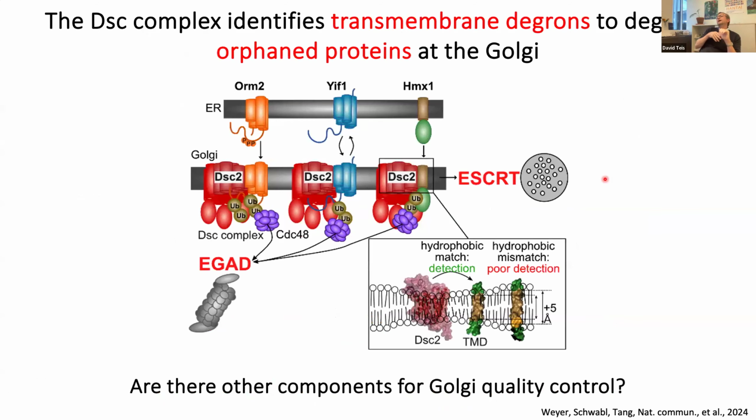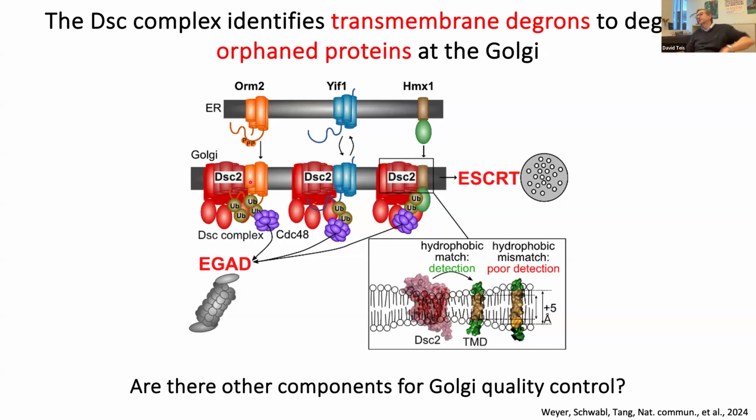And what Yannick could show by identifying additional substrates of the DSC complex, we now know of 3, or we have now characterized 3 substrates, ORM2, YIF1, and HMX1. All of these substrates are ER proteins that for one reason or another are at some point exiting the ER and arriving at the Golgi. At the Golgi, the DSC complex uses its rhomboid pseudoprotease subunit DSC2 to thin the membrane and to detect preferentially transmembrane proteins that have short transmembrane domains.